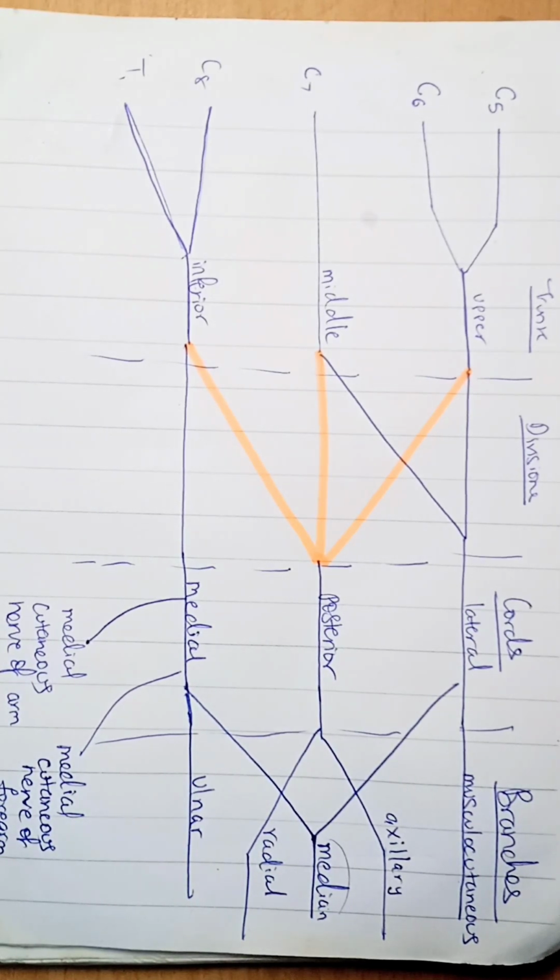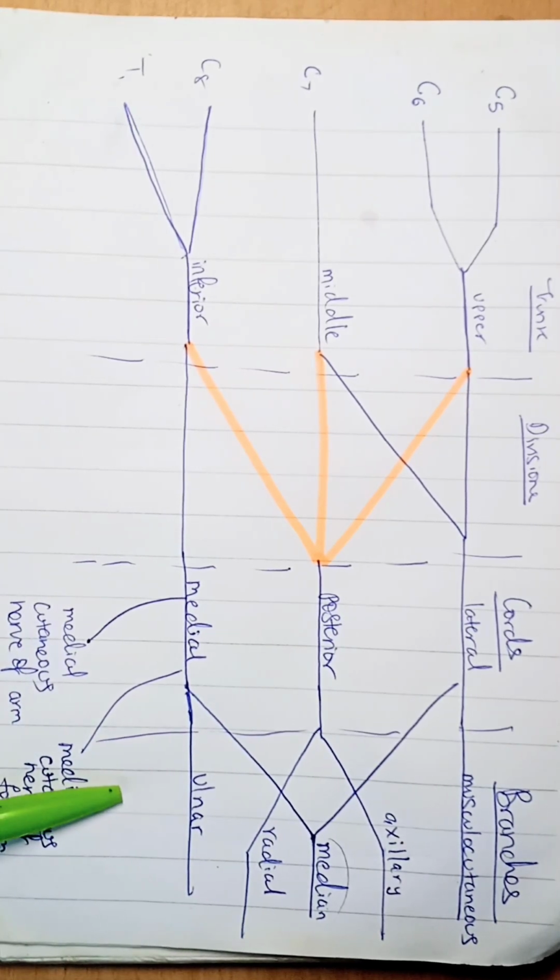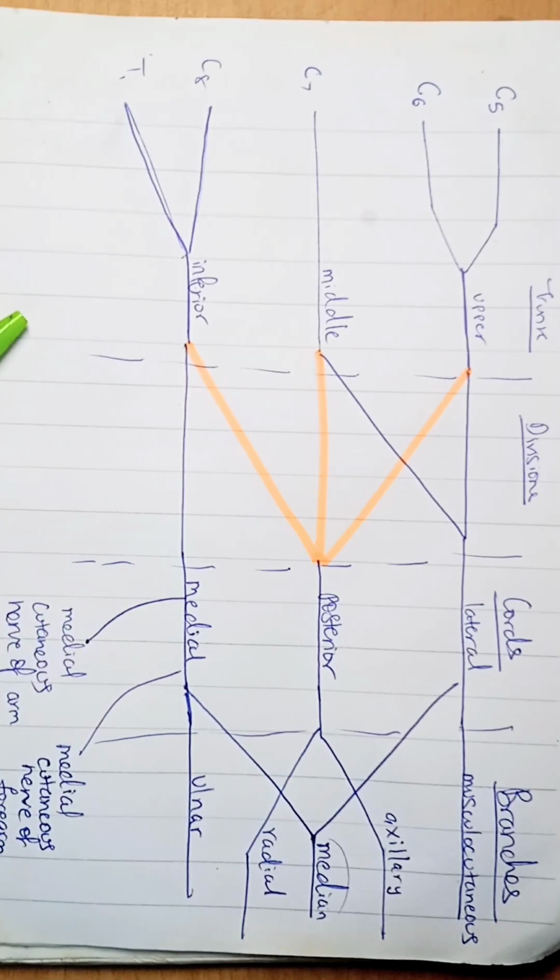So, these C8 and T1 roots do give a contribution to the posterior cord and thus do contribute to the axillary nerve and radial nerve. However, the axillary nerve and radial nerve are not much involved because they receive contribution from the C5, C6, and C7 nerve roots. However, you can see the ulnar nerve only receives innervation from the C8 and T1 roots, and the median nerve also receives mainly innervation from the C8 and T1 roots.